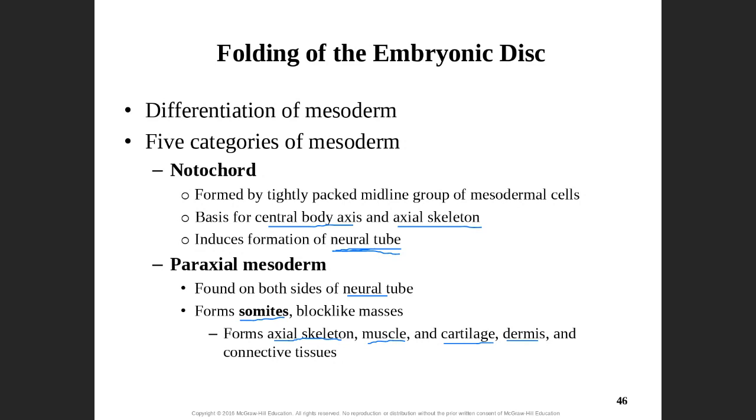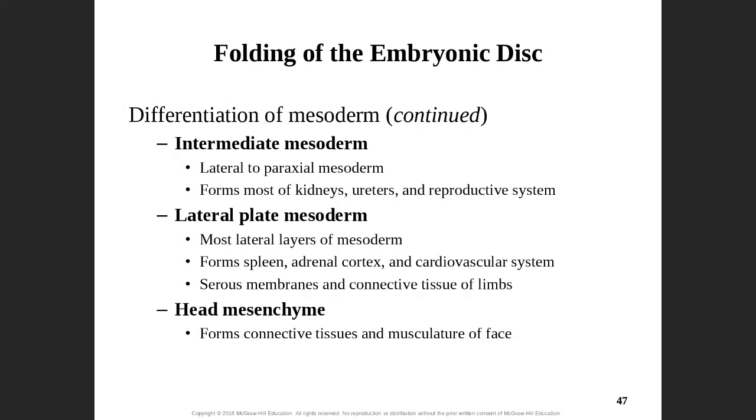So there's quite a bit that comes from the mesoderm, but we're not done there, because in addition to that, in our intermediate mesoderm, so we're going to move just a little bit out towards the sides from the paraxial mesoderm, we're going to get the formation of our kidneys, our ureters, and our reproductive system.